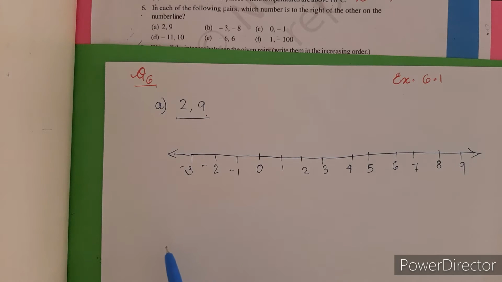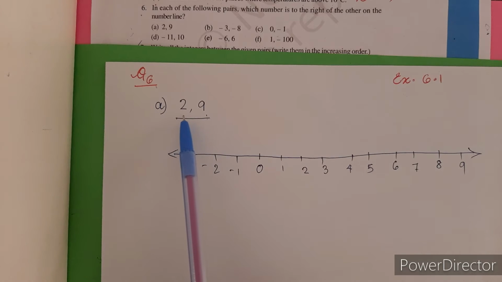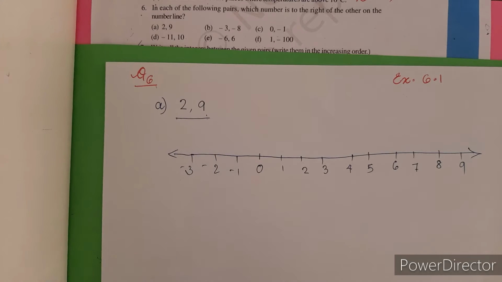So first of all you can check which number of the given pair is bigger. Here we have two numbers, 2 and 9. Which one is bigger? Obviously 9 is the bigger integer. So the bigger number is right to the smaller number. That is the rule behind integers on a number line. We can check on the number line whether the statement is correct or not.